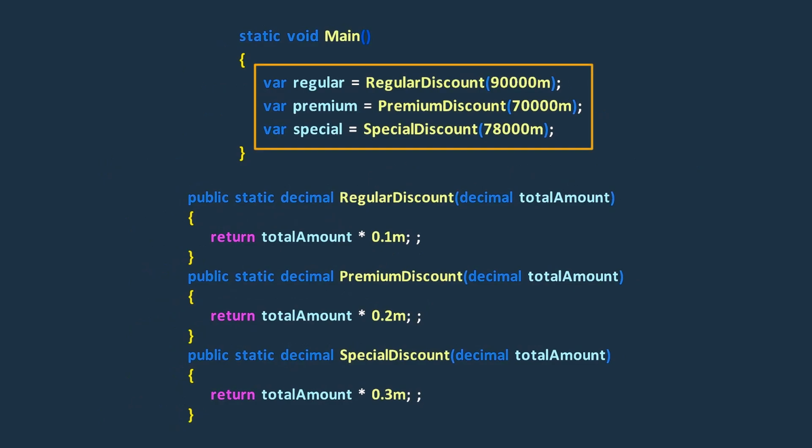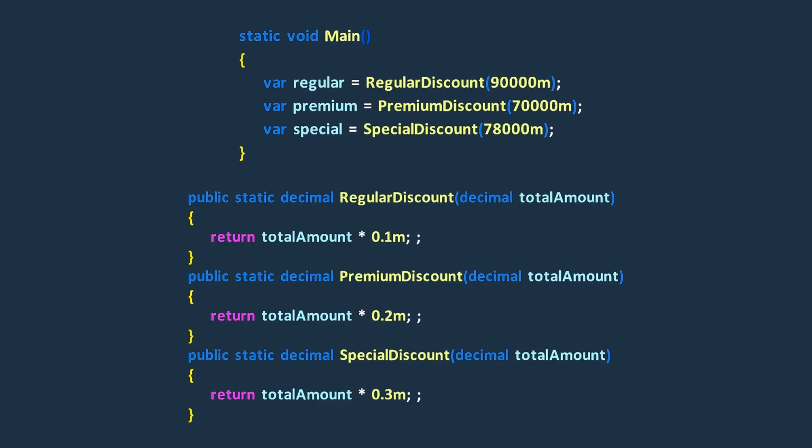Now, instead of calling calculateDiscount with the customerType parameter, we can directly call the appropriate method based on the customer type. By using explicit methods, the code becomes more readable and it's easier to understand the discount calculation logic for each customer type.